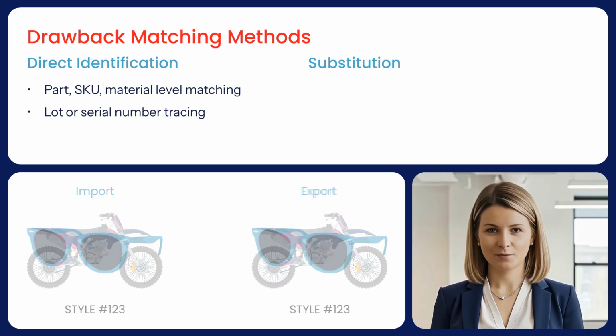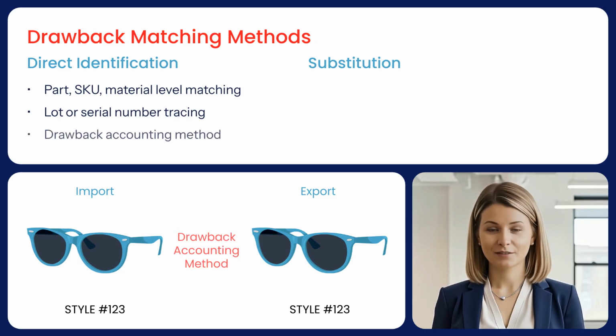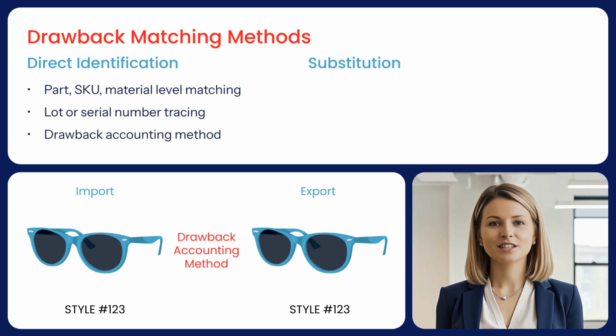But what about retail apparel? Clothing doesn't come with serial numbers. In cases like this, Customs allows companies to use a drawback accounting method. This is essentially a structured way of turning inventory for drawback purposes when lot or serial tracing isn't possible.